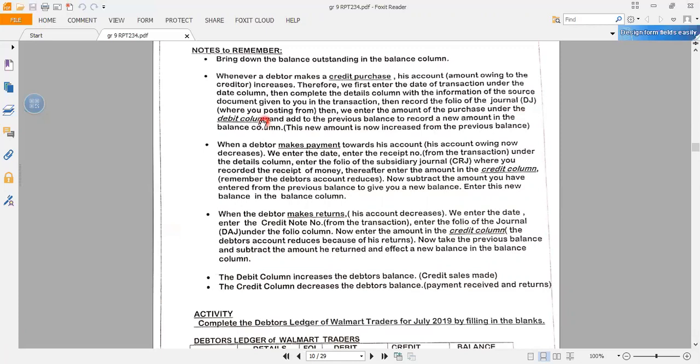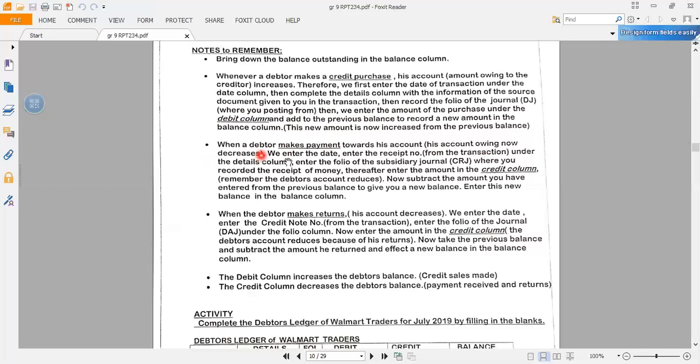Remember, the debit column is increasing the amount owing by the debtor, and add to the previous balance to record a new amount in the balance column. This new amount is now increased from the previous balance. Okay, that is when a debtor makes a credit purchase. When a debtor makes a payment towards his account, remember his account owing now decreases. Example, when Mom goes to Edgars and purchases products on credit, each time she pays towards her account, her balance is now going to be reduced.